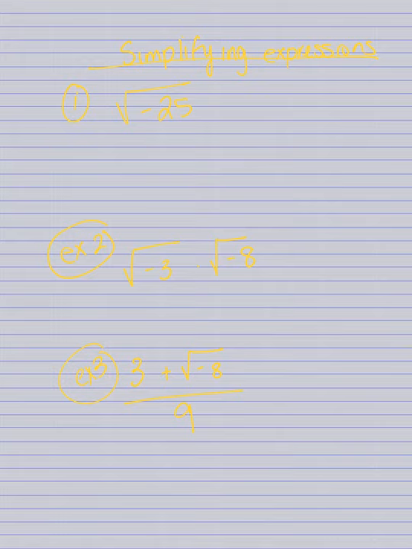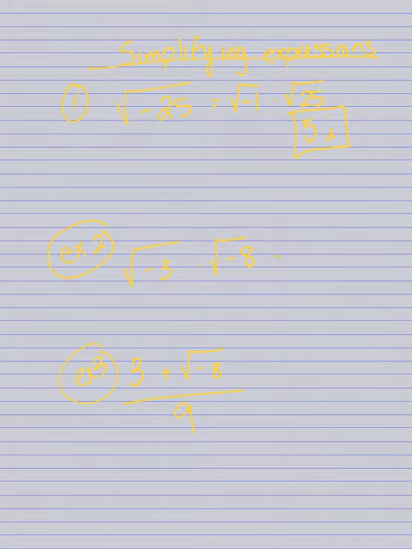Okay, so we're going to be simplifying expressions. The first one is the square root of negative 25. To do that, you need to break away the negative, and then you're going to take the square root of 25. The square root of 25 is 5, and the square root of negative 1 is i. And I'm done.